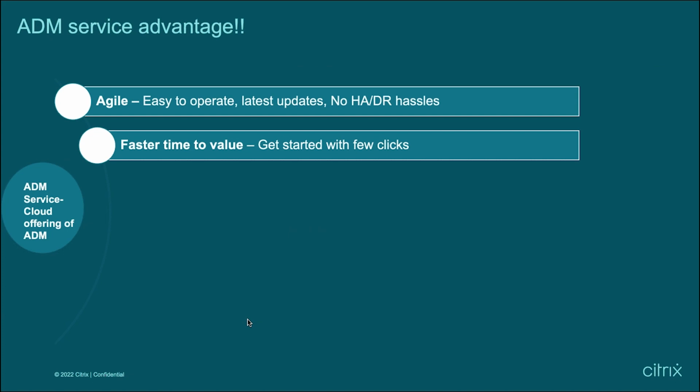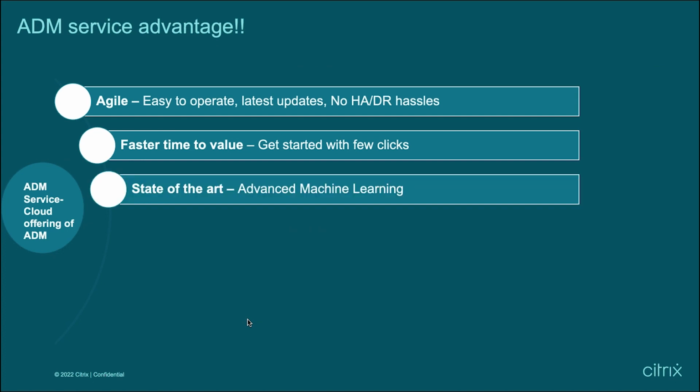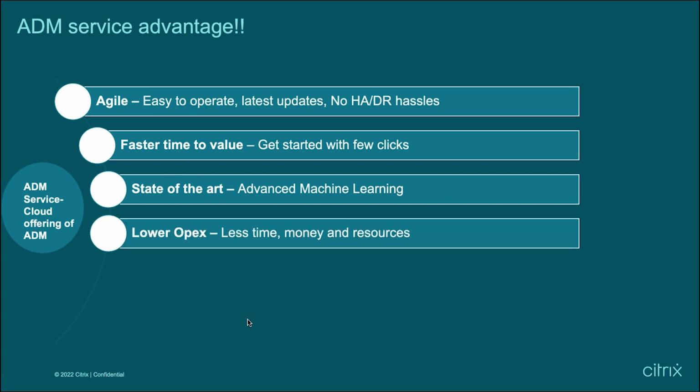Now, faster time to value, because you get started within a few clicks, as I was showcasing. It has state-of-the-art, exclusive machine learning and advanced analytics, which you get once you onboard onto the ADM service. It has very low operational costs, which means it requires very little time, money, and resources to manage and maintain the ADM service, which in turn gives you very good management, monitoring, and analytics capability for all your ADCs.